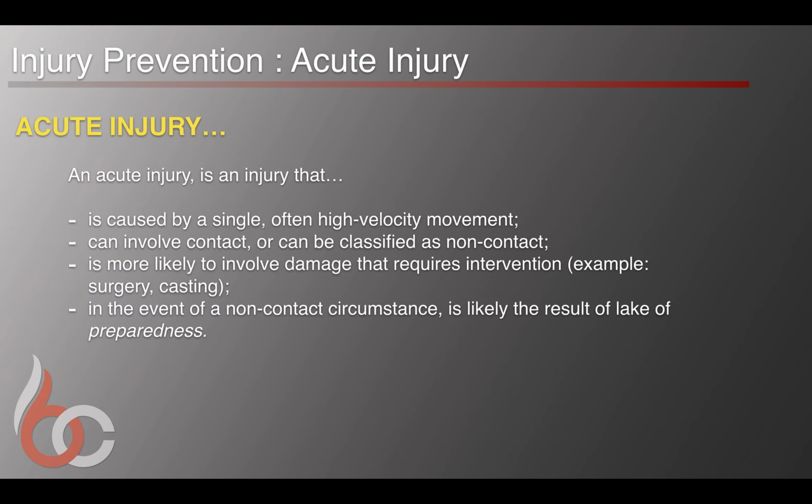When we talk about acute injury, this is the opposite. This is an injury that is caused by a single and usually a high speed or high velocity movement. It could involve contact or a collision, but it could also be classified as non-contact. Sometimes we see an athlete land in a faulty position or a really awkward position, and we see a knee joint or a hip joint or an ankle joint move in a way that is definitely not normal. And when we break that down or we look at it in slow motion, we can see the cause of that injury happen right at that exact moment.